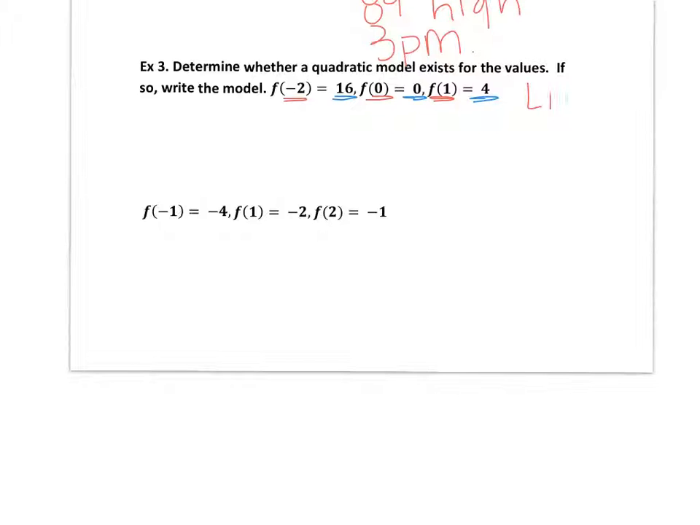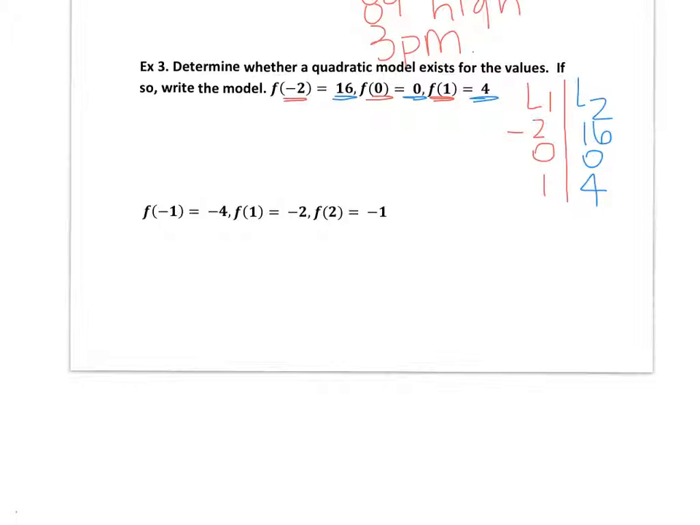So L1 and L2. My L1 values are -2, 0, and 1. My L2 values are 16, 0, and 4. And calculate. Now, the key here is if you get a value for A, which is our squared term, which is what makes it a quadratic, then a quadratic model exists.